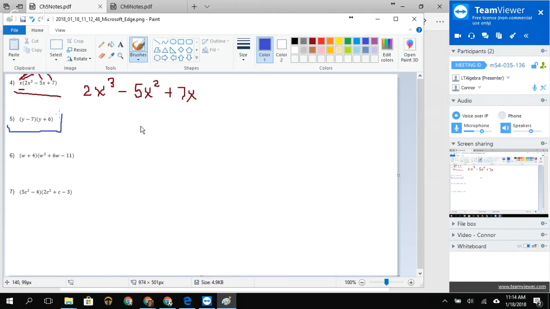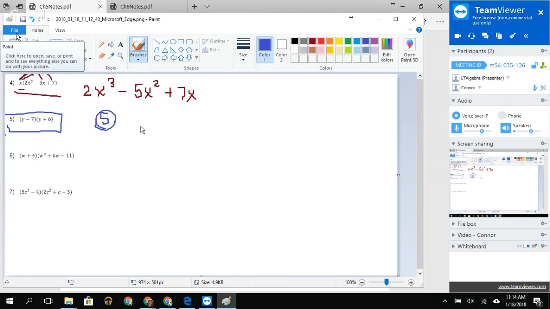Number 5. Connor, do you remember what we had to do for 5? Has it been ingrained in your brain from Algebra 1? I'll give you a hint. It starts with F and ends in oil. Yes, it's in there, right? Stuck in the brain.